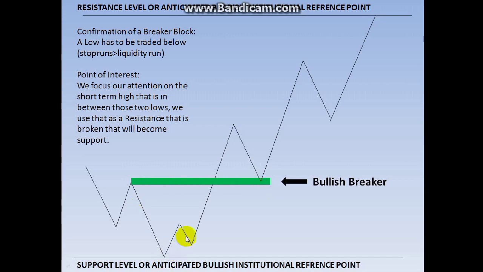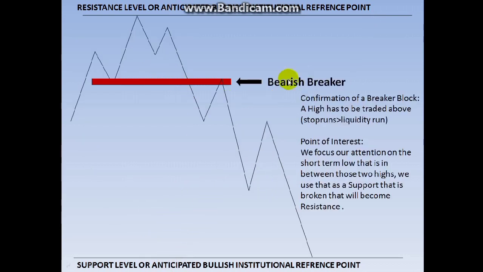All right, so now a bearish breaker is just the other way around. We have to have a confirmation of a breaker block, in this case a bearish breaker. A high has to be traded above. So we have this old high, then we have this run above it, reaching into our anticipated bearish institutional reference point. This could be a bearish order block, an old fair value gap, or an old high being run above. It could be anything that forms an institutional reference point, a resistance level.